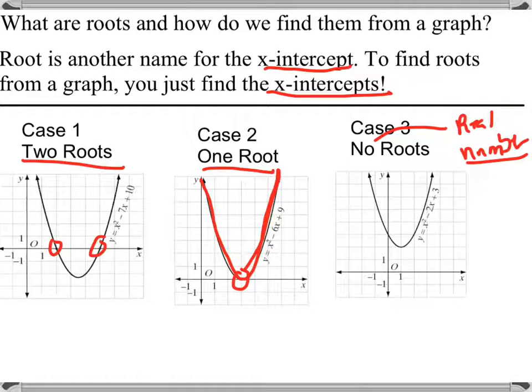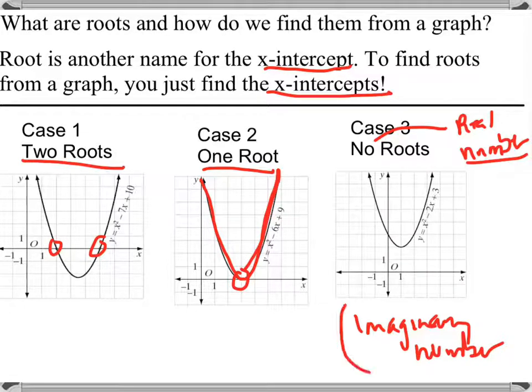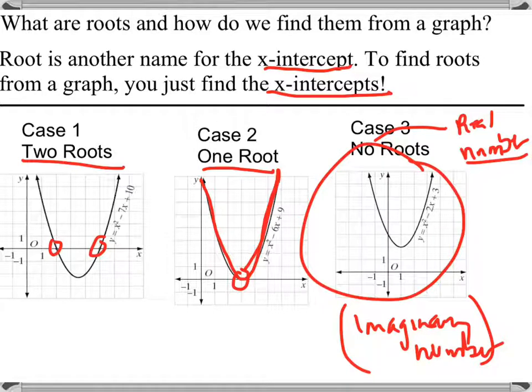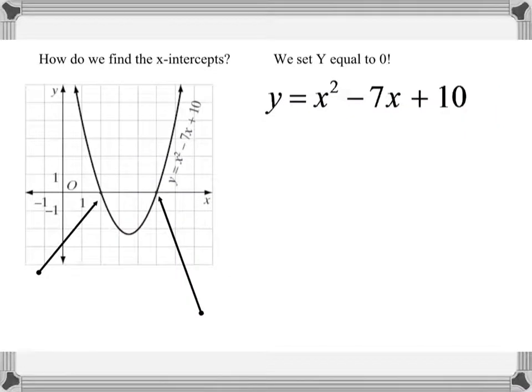When you get to algebra 2, you're going to figure out that there are roots to this quadratic equation right here, but they're going to be imaginary numbers, or complex numbers. A complex number has an imaginary number in it. So there are no real number roots to this. When it looks like this, there are no real number roots, but you'll find complex number roots when you're in algebra 2. So how do we find these x-intercepts here?